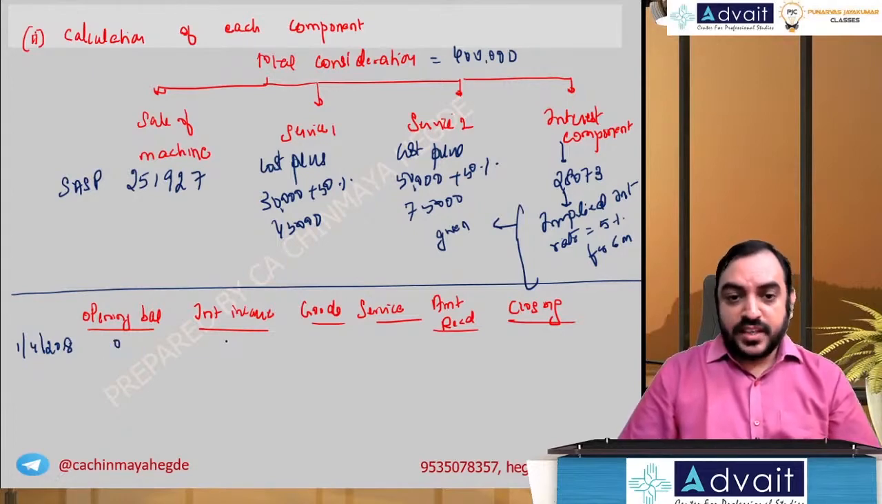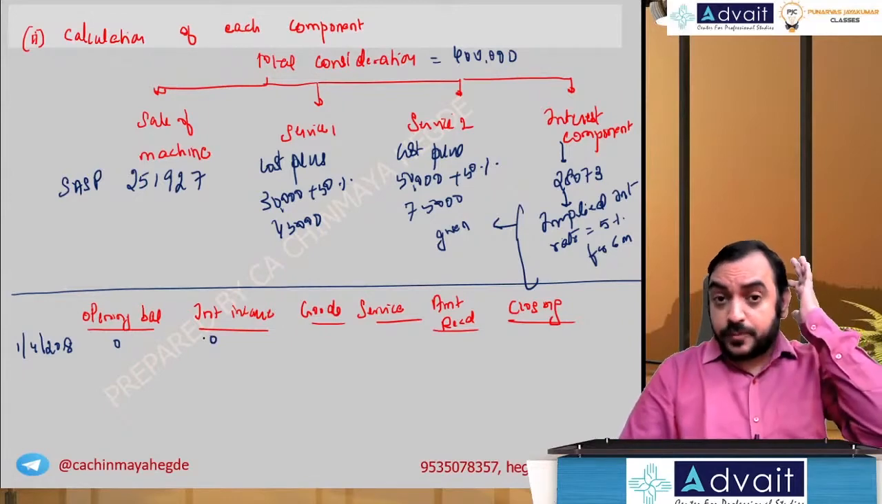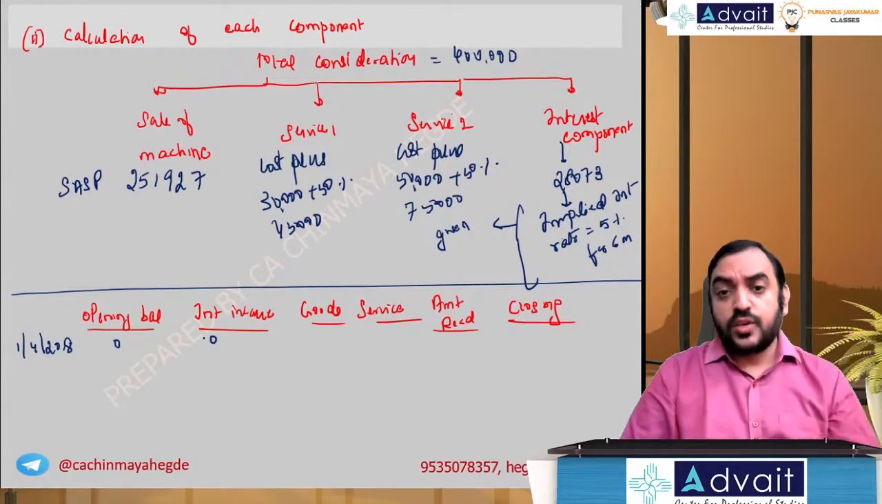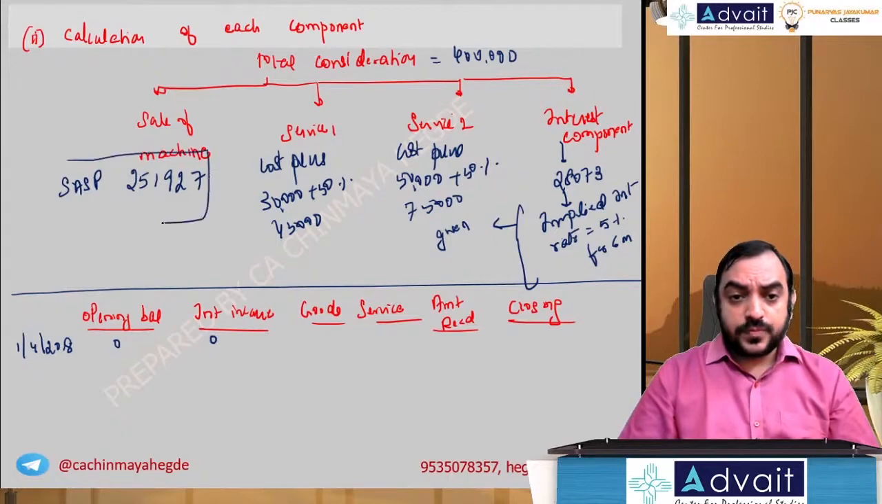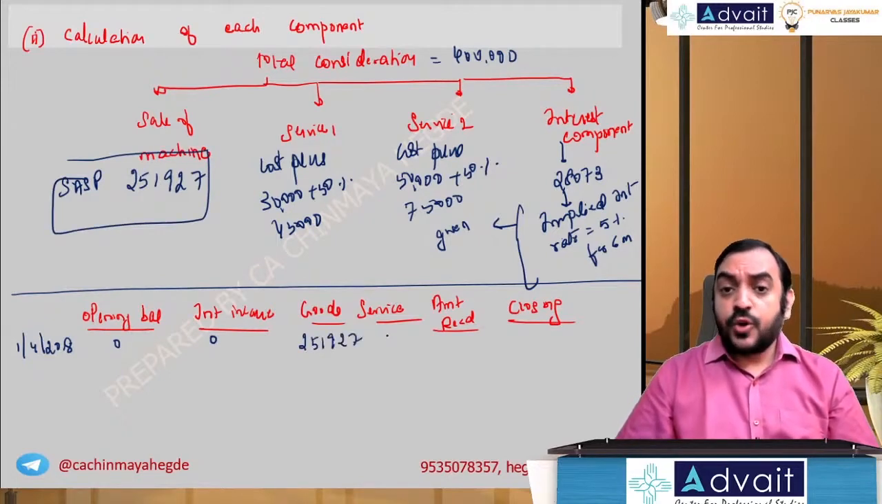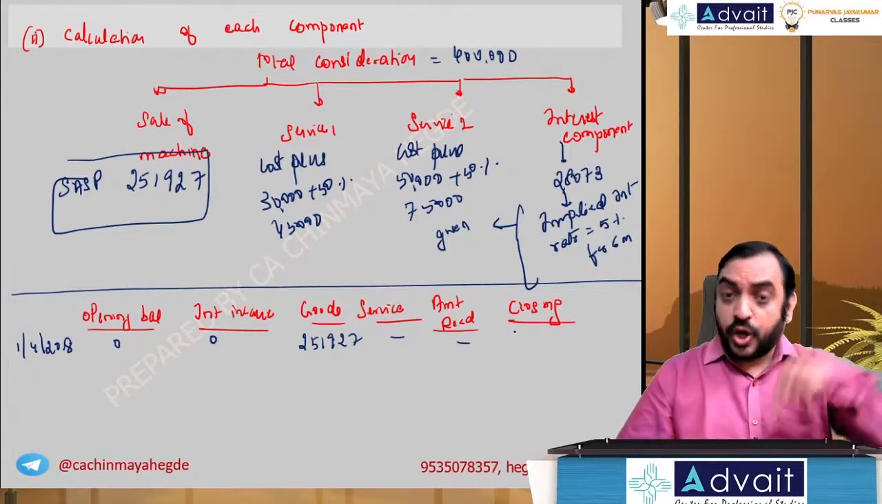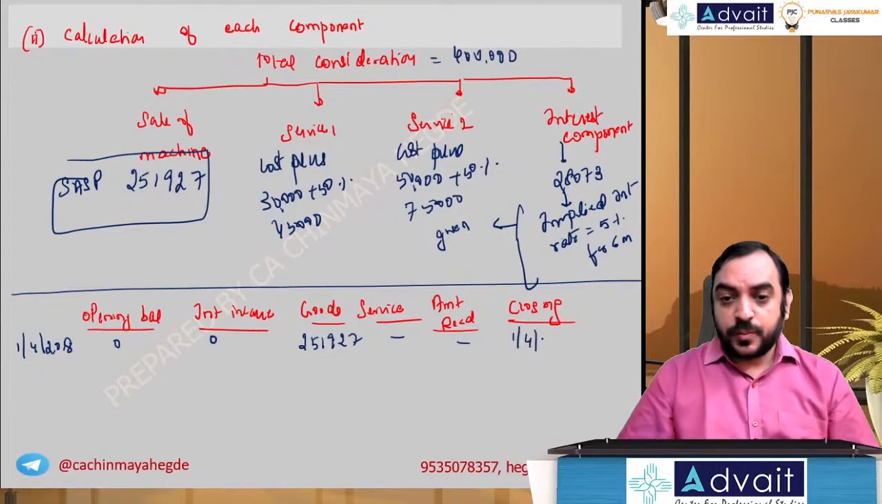So you don't charge any interest income on 1st of April itself. And goods sold on 1st of April: you have sold goods, the sale of machine, 2,51,927. You have not sold service immediately and not collected anything. So the closing balance on 1st of April 2018 is the same number, 2,51,927.